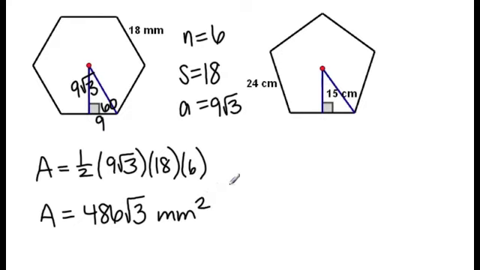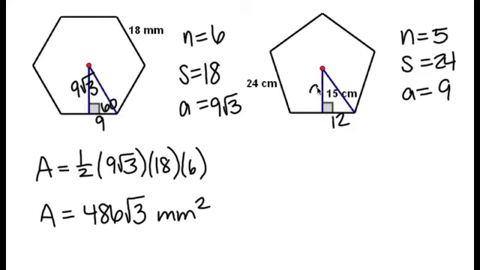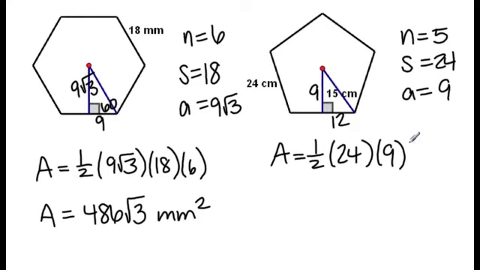Now, as we move on to the pentagon, something you need to remember using our formula is that it doesn't have a nice angle for us to use. It's not 30, 60, 120, or 45, 90. It's 108 degrees. So we mark out our N and our S. We're going to use a Pythagorean triple to know that our apothem is 9. 9, 12, 15 right triangle. So our area is 1/2 ASN, 1/2 times 9 times 5 times 24. And our area is going to be 540 centimeters squared.